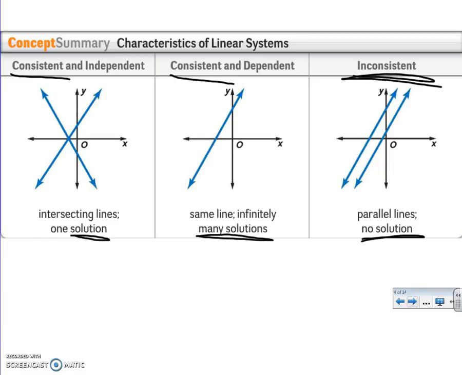Now independent tells you how many. Independent means just one, while dependent means infinite. So if it's no solutions, inconsistent right away. If there's a solution, it's going to be consistent, and then it's going to be dependent for infinite or independent for 1.